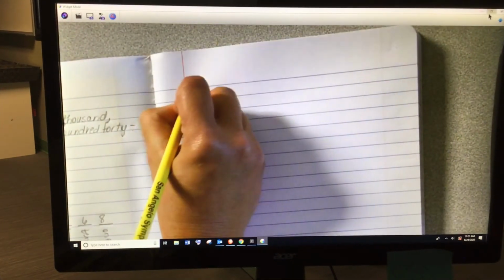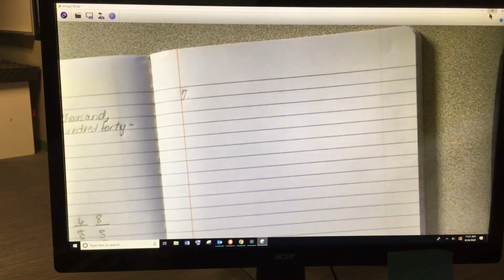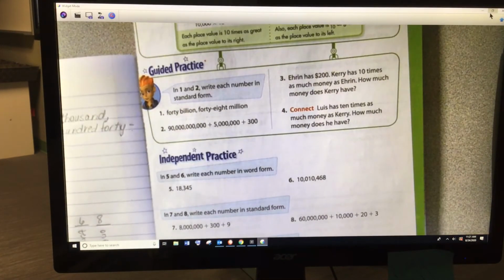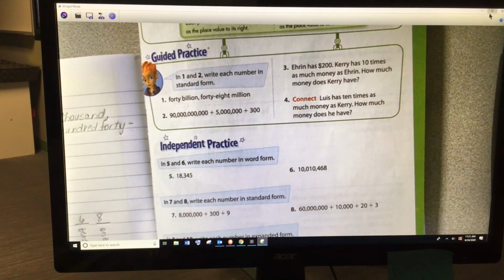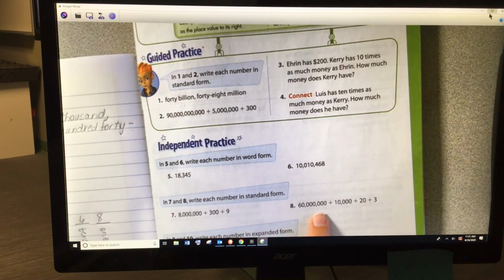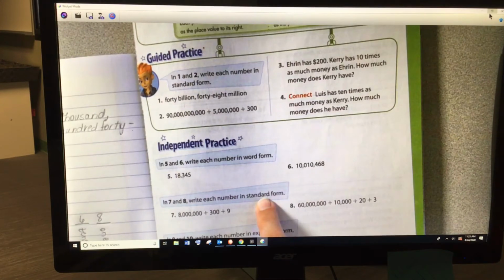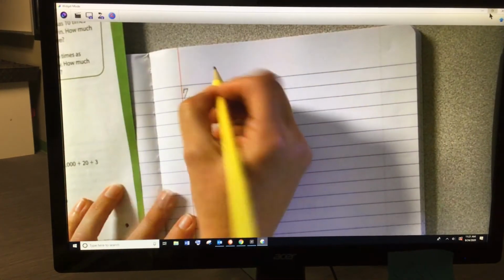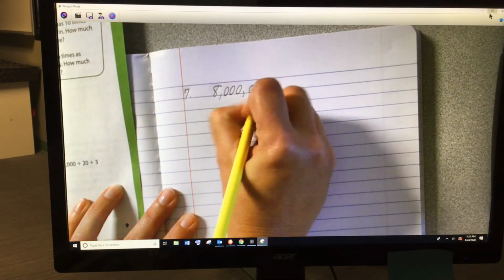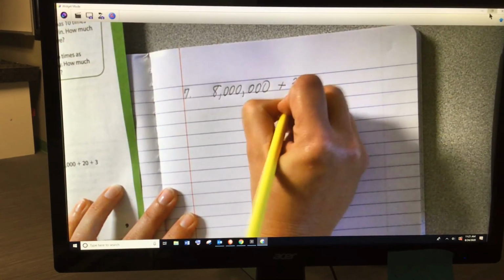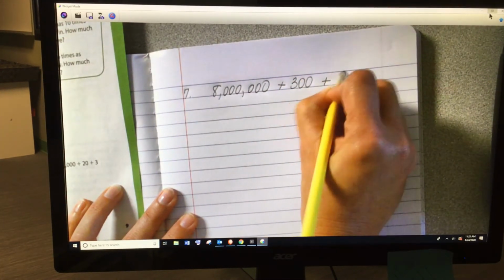All right, now let's go to 7 and 8. Let's look at the directions now for 7 and 8. In 7 and 8, write each number in standard form. So they're in expanded form, and we need to write them in standard. We need to write them like they're numbers. Okay, so let's write down number 7 in our journal. So we have 8 million plus 300 plus 9.